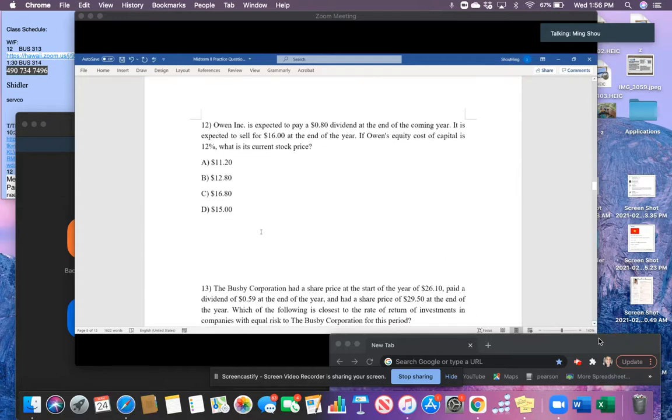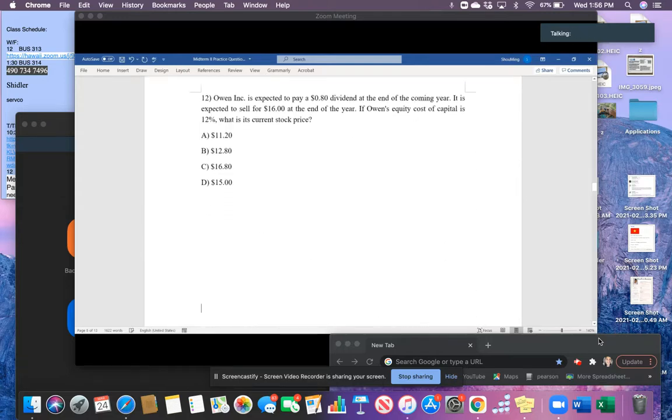Question 12. A company is expected to pay $0.8 dividends at the end of the coming year, and is expected to sell for 16 at the end of the year. If the equity cost of capital equals 12%, the question asks us what the current stock price is.